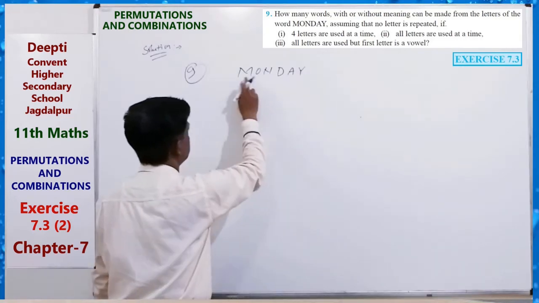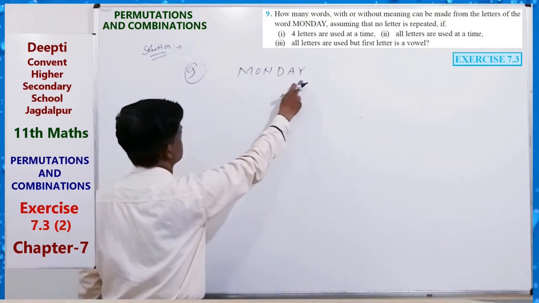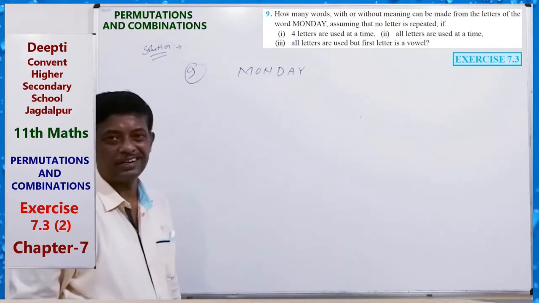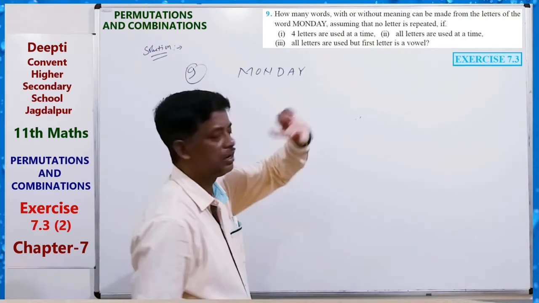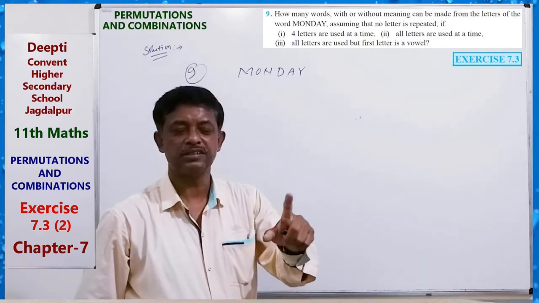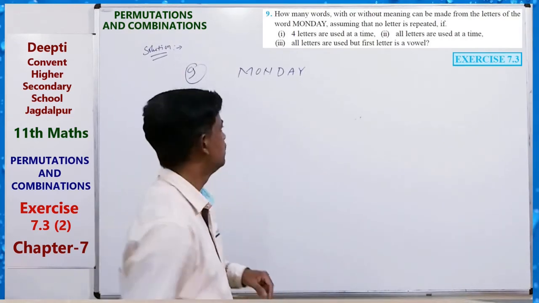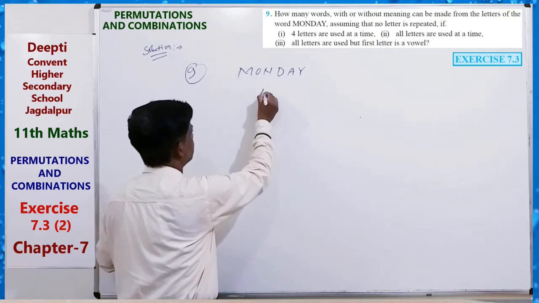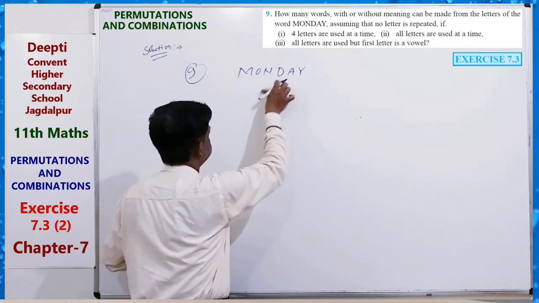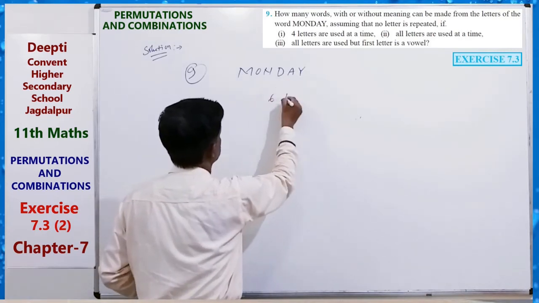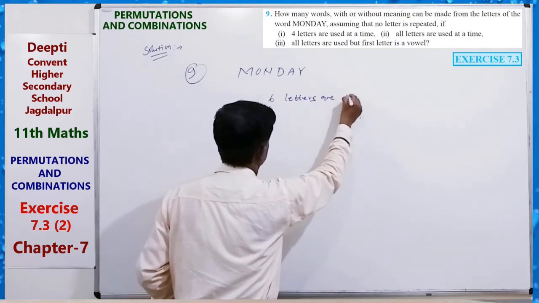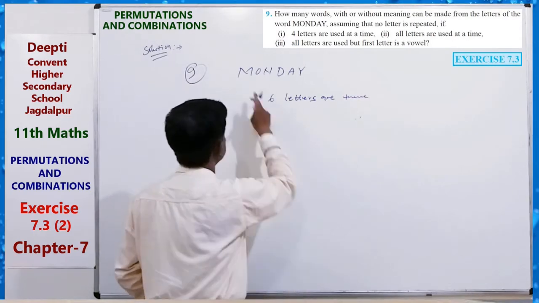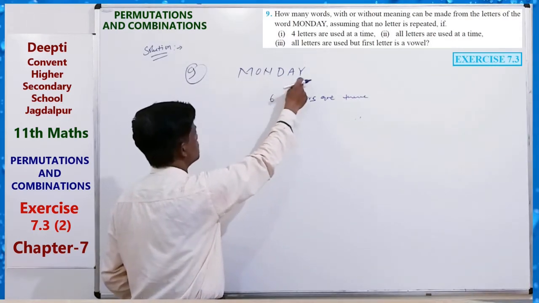M-O-N-D-A-Y. Monday. 1, 2, 3, 4, 5, 6. 6 letters are there, all different. And 4 letters taken at a time. How many words can be read here? 6 letters are there. 1, 2, 3, 4, 5, 6.